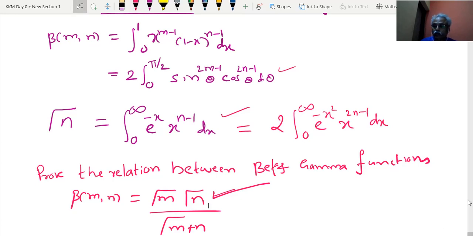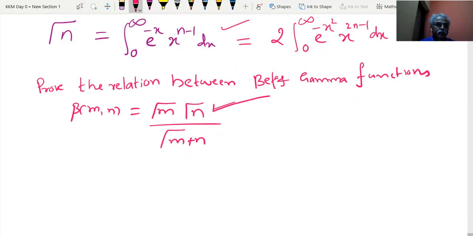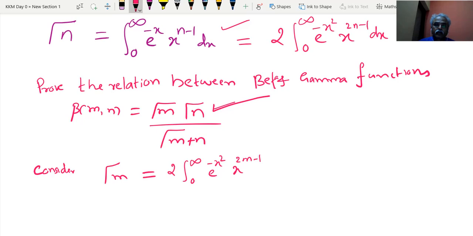So observe carefully what I am going to do. The proof runs like this. Consider gamma m. So instead of n here, you have to write m. 2 times 0 to infinity e raised to minus x square x raised to 2m minus 1 dx. Consider gamma n, instead of m, I should write n, 2 times 0 to infinity. But instead of x, I can write any other variable. The value will not change. The value will remain same. So I use that philosophy and write it as y raised to 2n minus 1 dy.